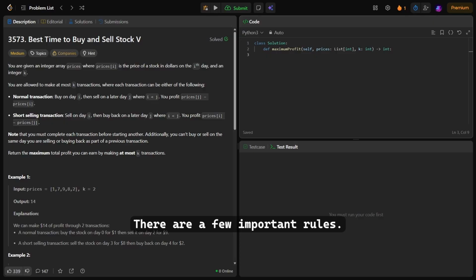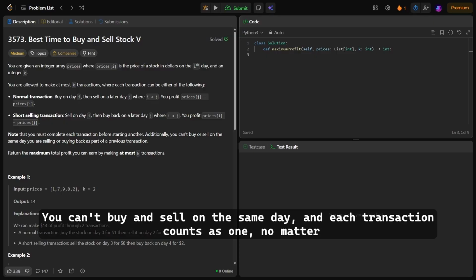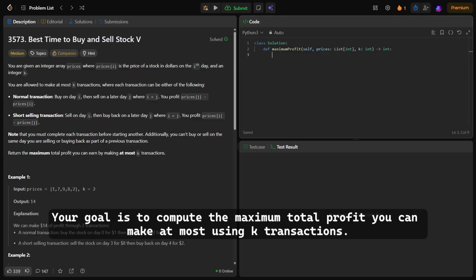There are a few important rules. You must finish one transaction before starting another, you can't buy and sell on the same day, and each transaction counts as one, no matter whether it's normal or short. Your goal is to compute the maximum total profit you can make using at most k transactions.